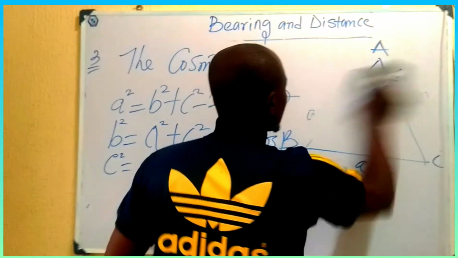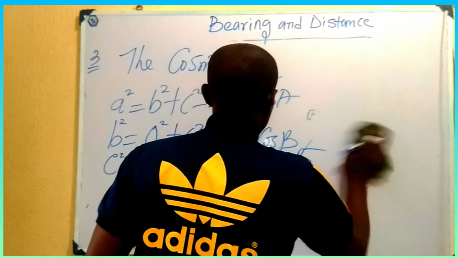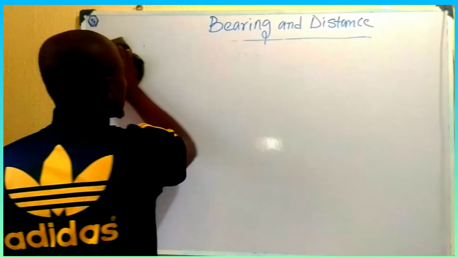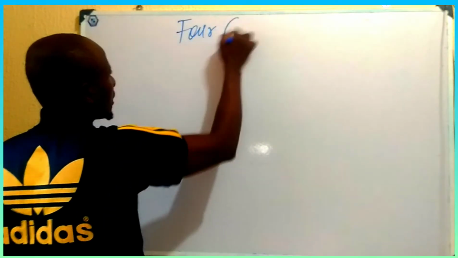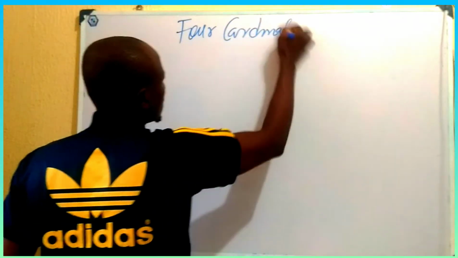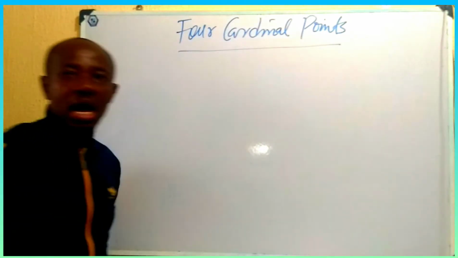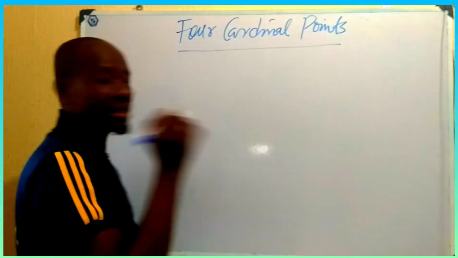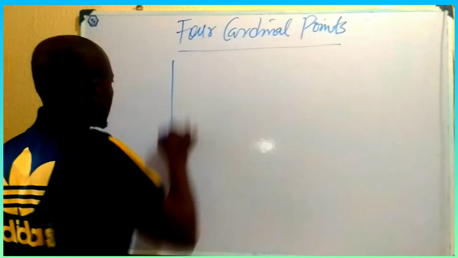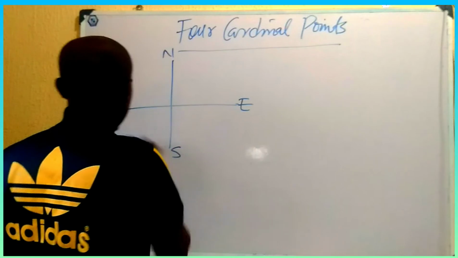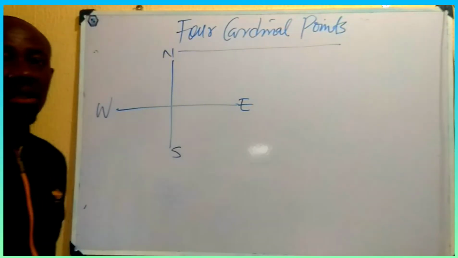Now the next one we are going to look at is the four cardinal points, and how to represent angles on the four cardinal points. So I have something like this. This is north, east, south, and west. These are the four cardinal points.